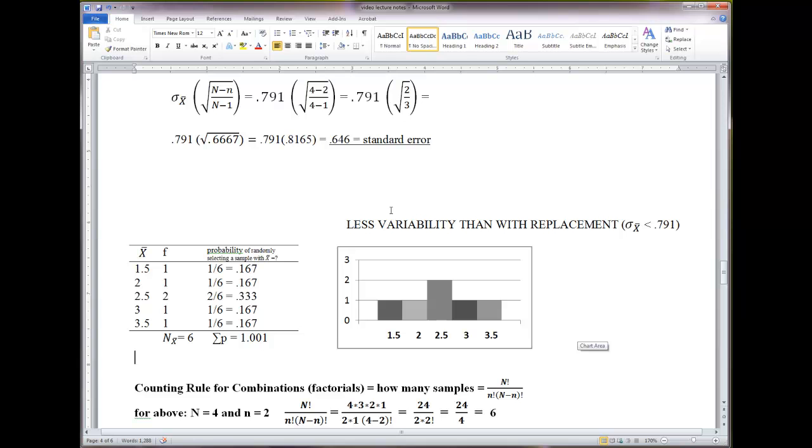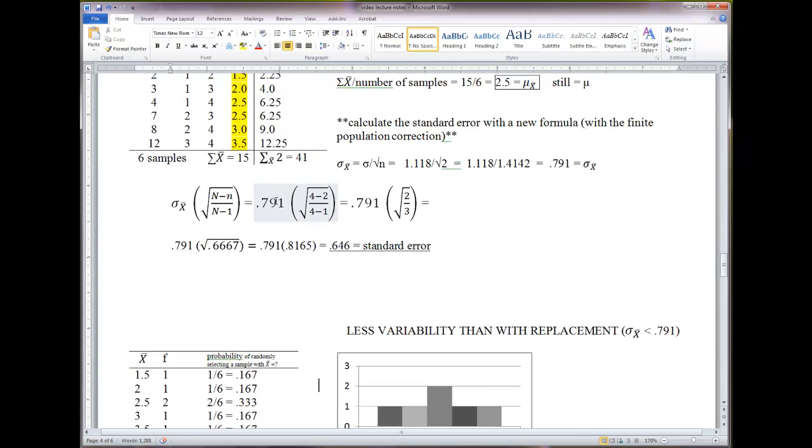Okay, another thing I want to point out is that this distribution is a little bit skinnier if we drew a shape around it. It's less variability than when you sample with replacement. So remember, the standard error with replacement was 0.791, and now if we take 0.791 times this correction factor, it decreases the standard error a little bit.